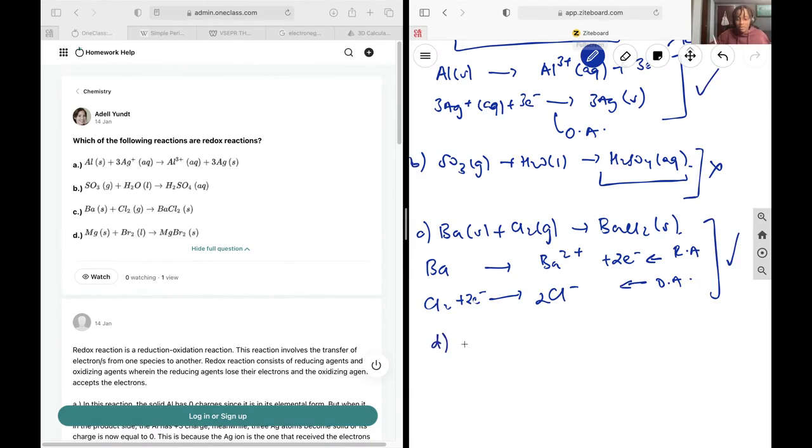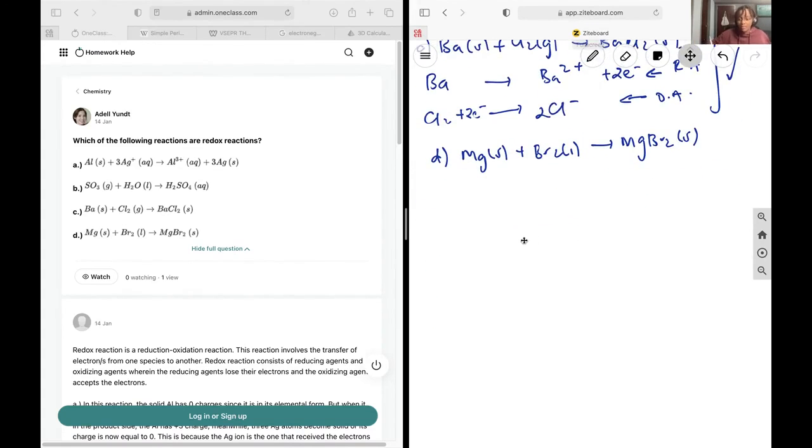Now lastly, let's check out D. We have solid magnesium plus liquid bromine to become magnesium bromide. And so again, this is not a covalent product, and so I just need to analyze what's happening with the electrons to form this ionic bond. So who's losing the electrons and who's gaining them, because ionic implies the loss and gain, or the transfer of electrons. And so I'm going from Mg solid to Mg2+.